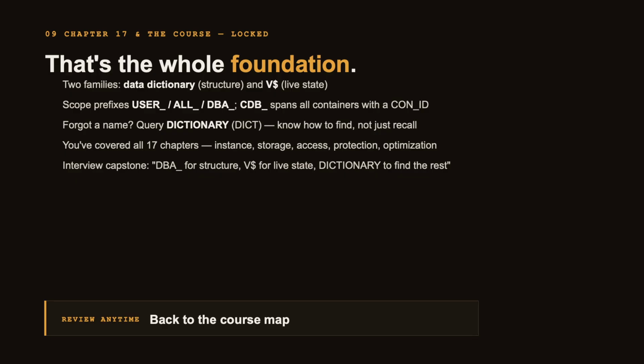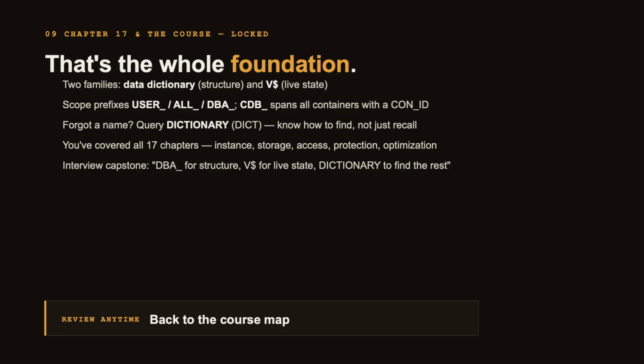Let's lock in this chapter and the whole course. Views come in two families, the data dictionary for structure and the V$ views for live state. The dictionary scope prefixes are USER, ALL, and DBA, and in multitenant, CDB spans all containers with a CON_ID column. Forgot a name? Query DICTIONARY, because knowing how to find answers beats memorizing them.